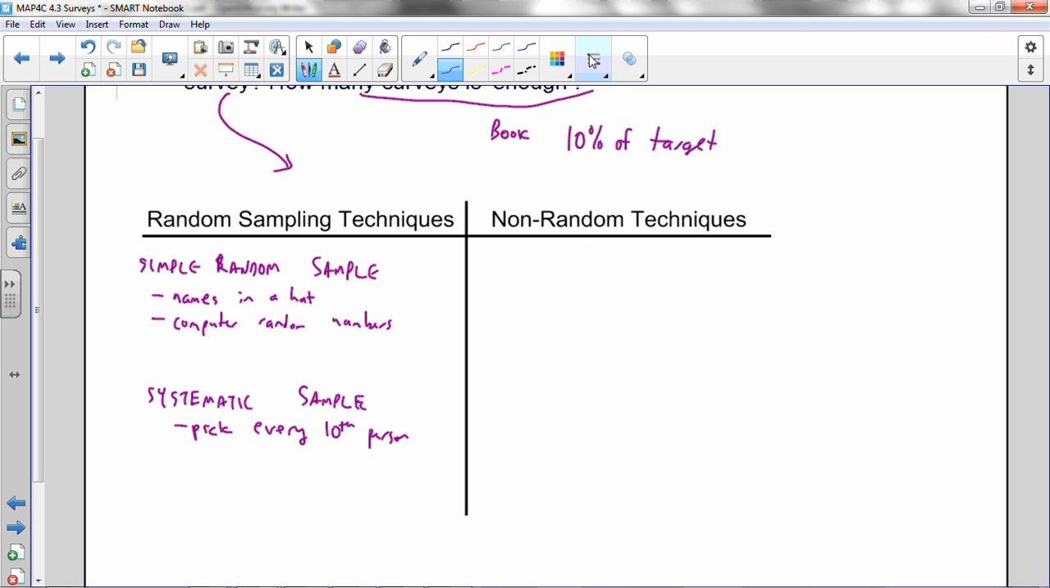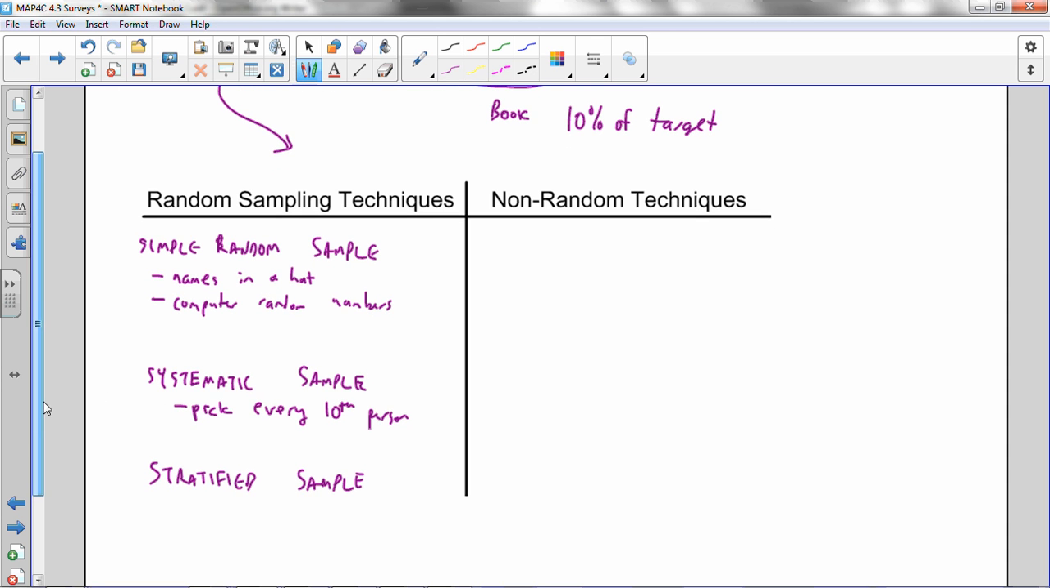So the next one we'll talk about is a stratified sample. That is a big math word there. Stratified sample, and this would have occurred to you guys probably if you had to survey the school, that you'd want a certain number of grade 9s and a certain number of grade 10s and a certain number of grade 11s and so on. And that's the idea of a stratified sample. You break up the target population into groups.